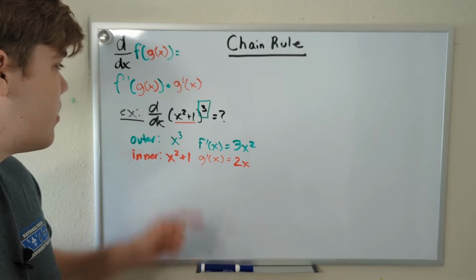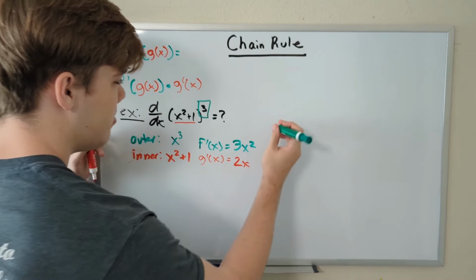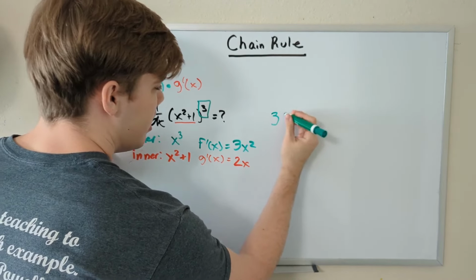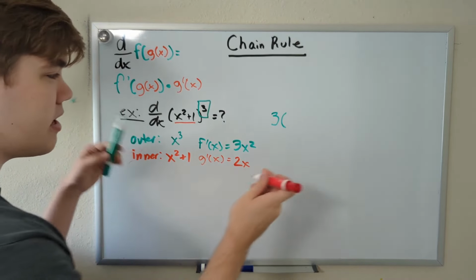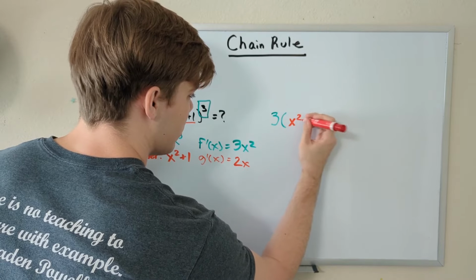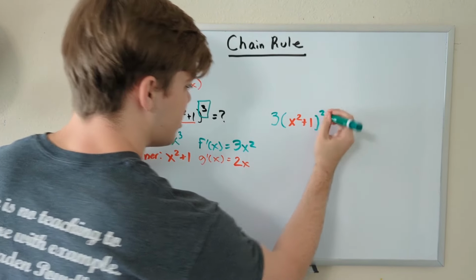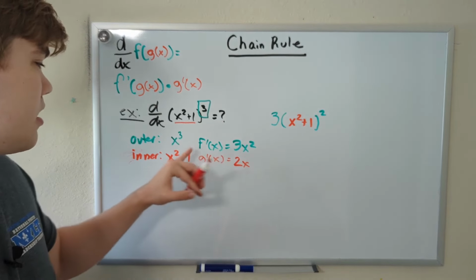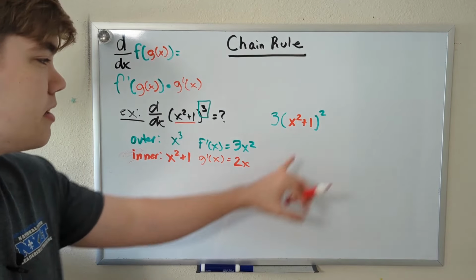Now that we have everything, we can plug this all into the chain rule. So let's do that now. First, we need to write down f prime of x. This is 3. And then in parentheses, we need to put in g of x, which is x squared plus 1 down here. X squared plus 1. And that is all squared. As you can see, we replaced our x value in our f prime of x with the inner function x squared plus 1. And that's what we're doing here.